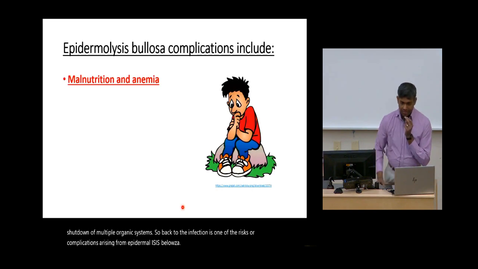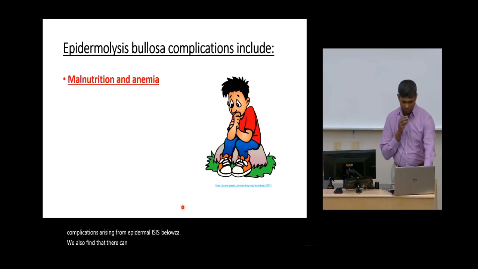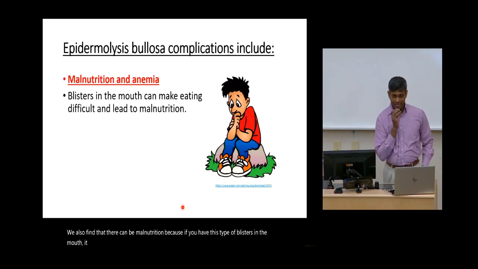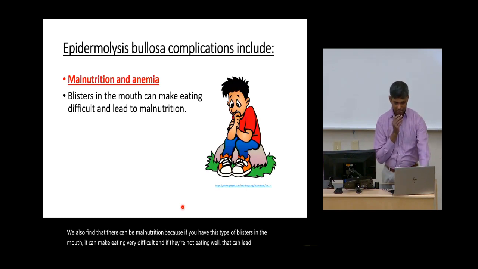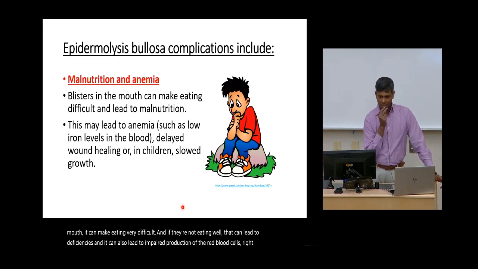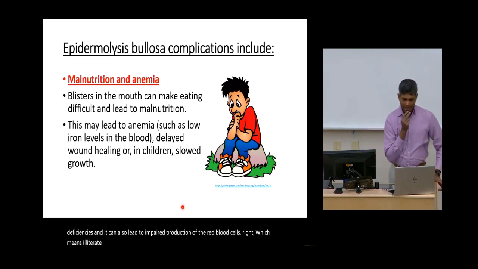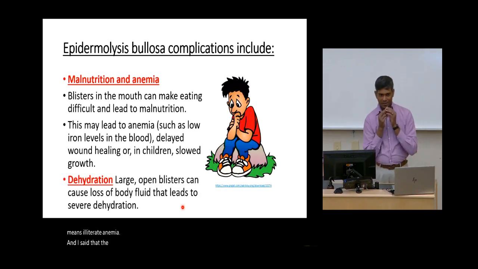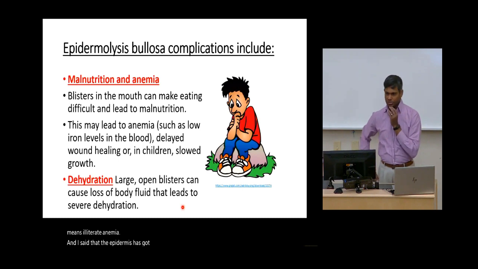We also find that there can be malnutrition, because if you have this type of blisters in the mouth, it can make eating very difficult, and if you're not eating well, that can lead to deficiencies, and it can also lead to impaired production of the red blood cells, which means it can lead to anemia.